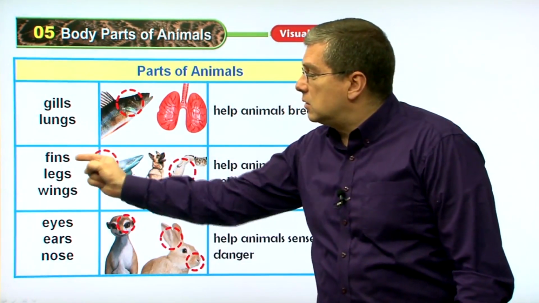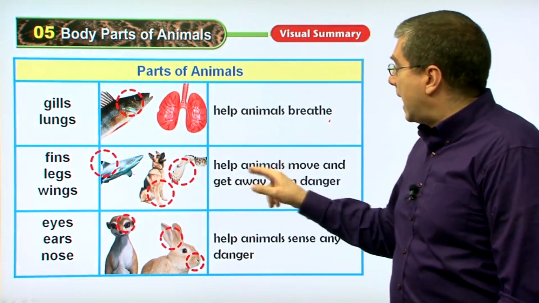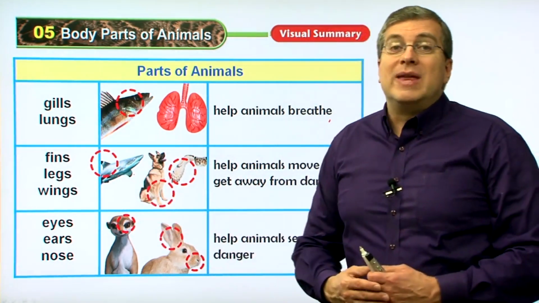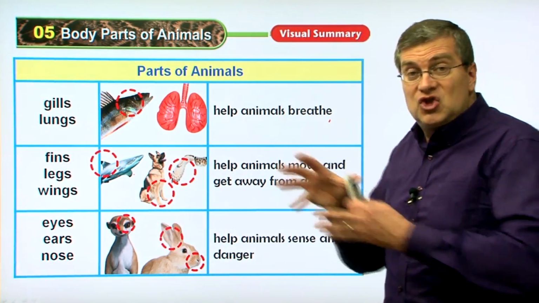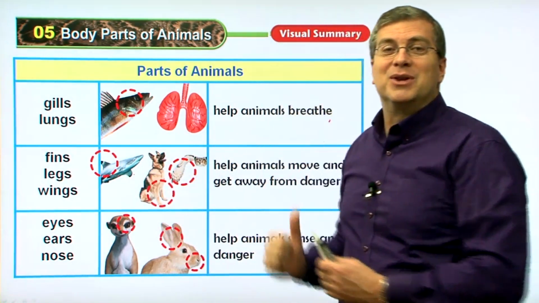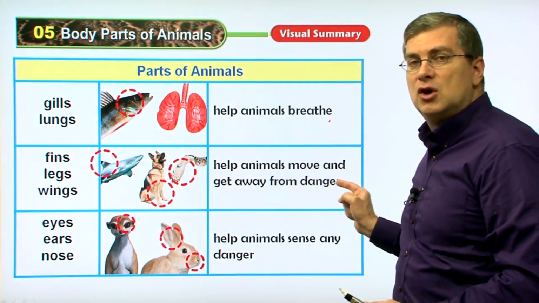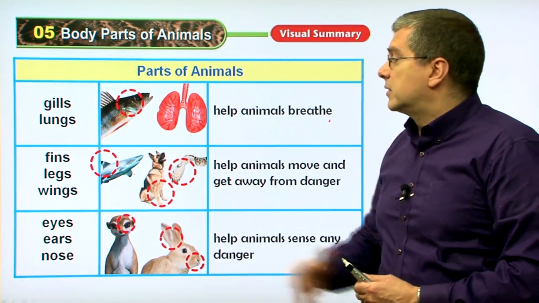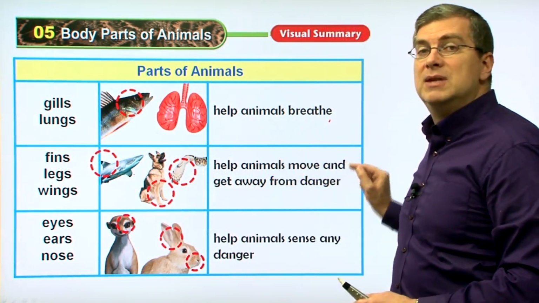And of course, animals use these different body parts. These different body parts help them move and get away from danger, because as you know, the animal world is a struggle for survival. Some animals chase other animals to eat them. Those animals have to run away from the animal that's trying to eat them. So of course they need these different parts to get away from danger, but also to get food, and to travel around. So these different parts of animals help animals move and get away from danger.